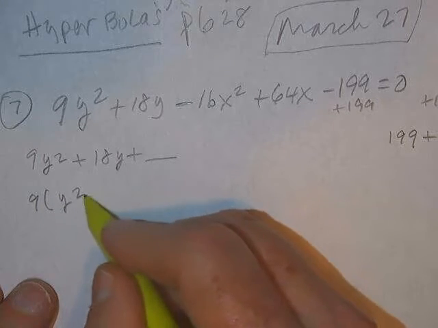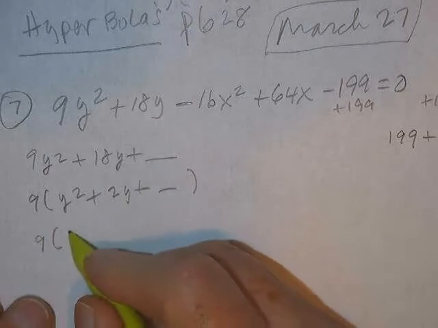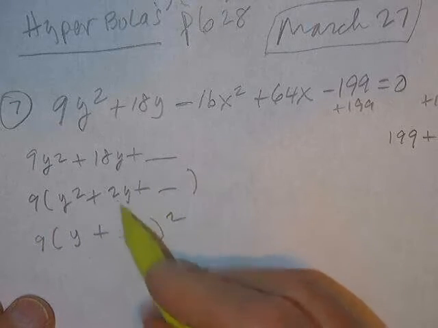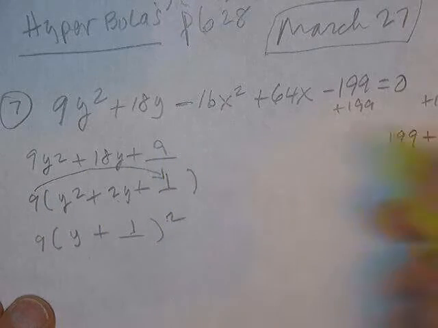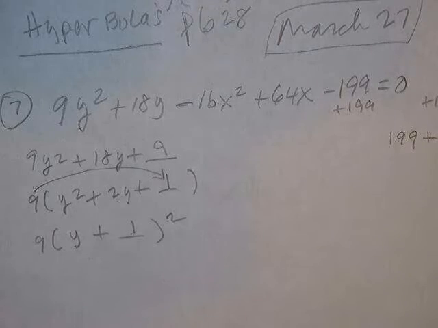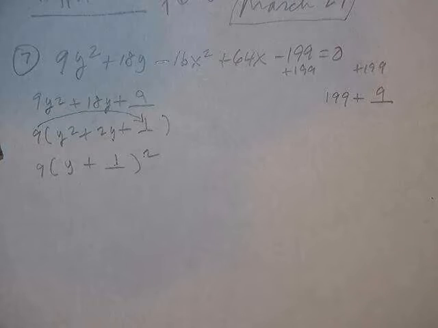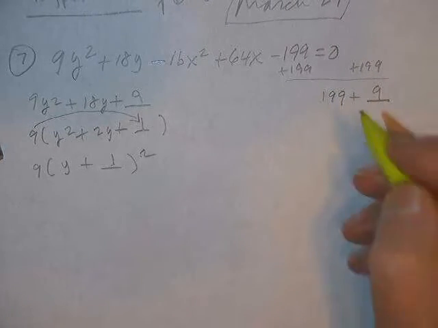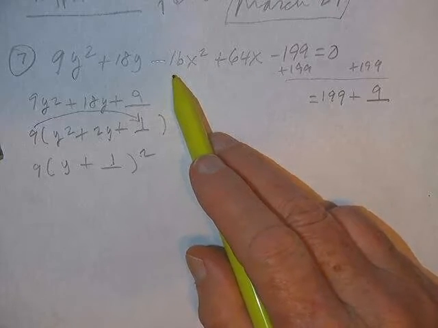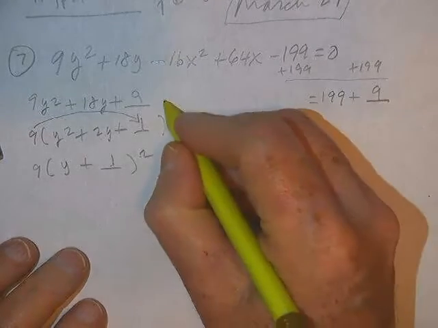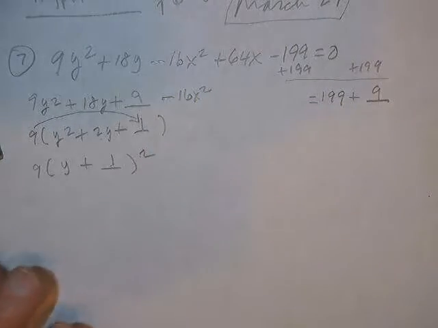Let's pull the 9 to the front. 9 goes into 18 twice. Next line down, y plus a blank squared. Half of 2 is 1. 1 squared is 1. 9 times 1 is 9. And you probably notice, hopefully, that I didn't do anything with these two yet. Okay, and that's because of this dastardly evil negative sign right there.